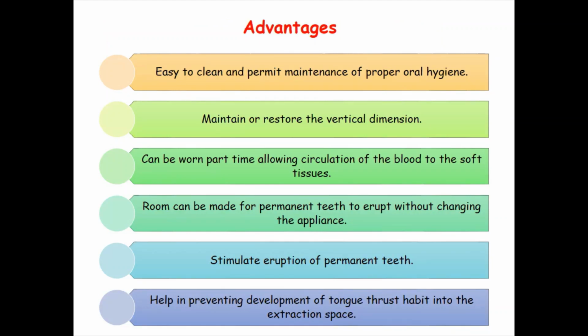The advantage of a removable space maintainer is that it's easy to clean and permits maintenance of oral hygiene. It maintains or restores the vertical dimension of occlusion. It can be worn part-time, so it allows blood circulation to the soft tissues. When there is eruption of the permanent tooth, room can be made for it to erupt without changing the whole appliance. It stimulates the eruption of the permanent teeth, and it helps in preventing the development of a tongue thrust habit into the extraction space.